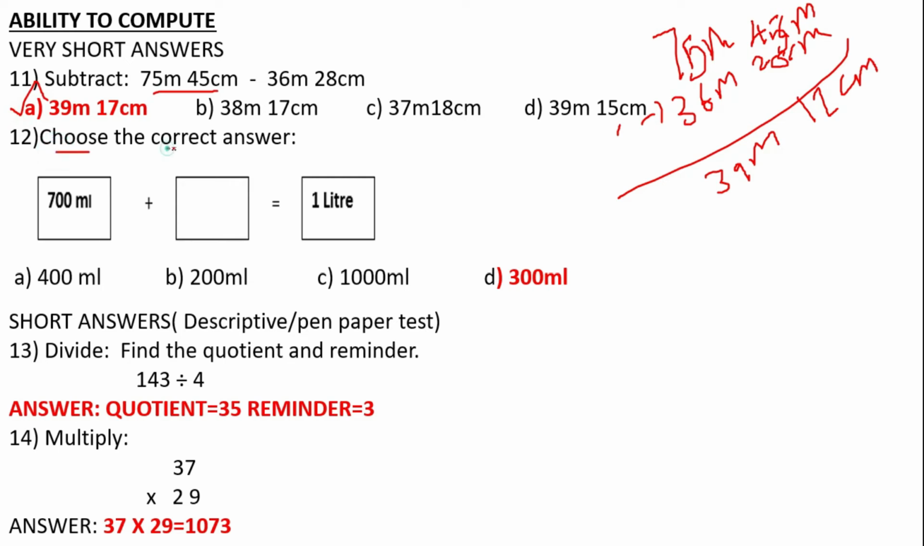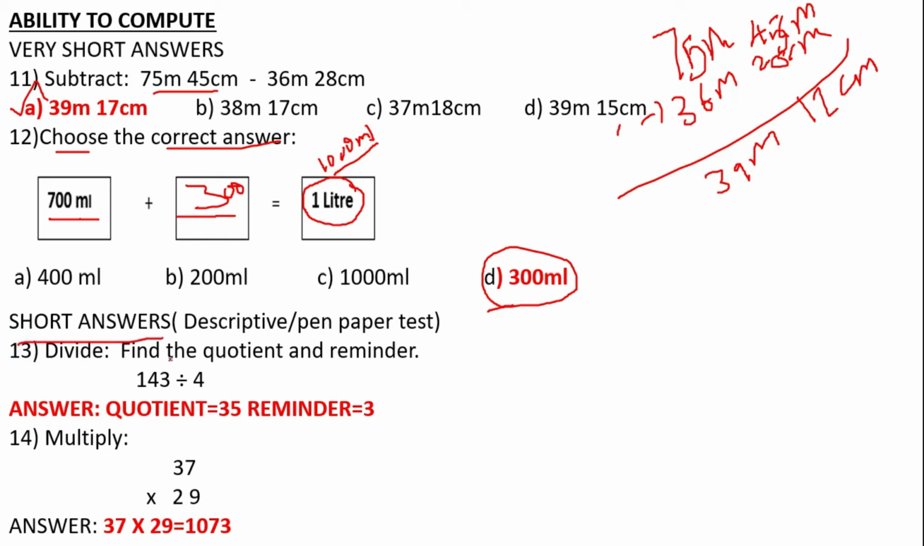Select the correct answer. 700 milliliter plus dash milliliter will make 1 liter. 1 liter means 1000 milliliter. So we need 700 plus 300. If you add 700 plus 300, it will become 1000 ml, that is 1 liter. So the answer is 300 ml.